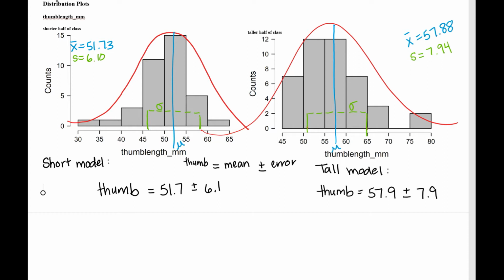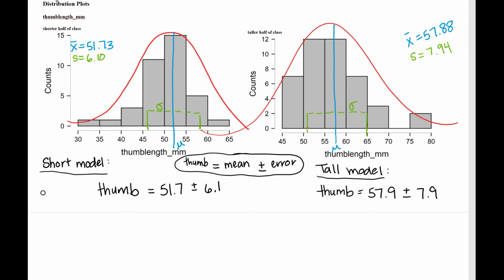So using this modelese, this general formula, our dependent variable, in this case thumb, is centered around the mean, but if we're guessing for any particular thumb, we would guess maybe plus or minus within a certain amount, right? So I'm using that to create the modelese for my short half of the class, the shorter people model, and a model for taller people, the taller half of the class.